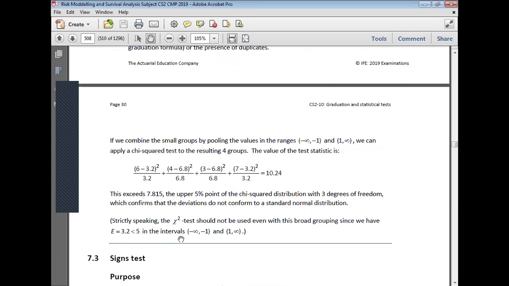And you will have to just use your table booklet to figure out the chi-square value at 5% for 3 degrees, and it turns out this is 7.815. So 10.24 is actually more than 7.815. So even if you do not remember the criteria to classify as significant or not significant, you can use your intuition.